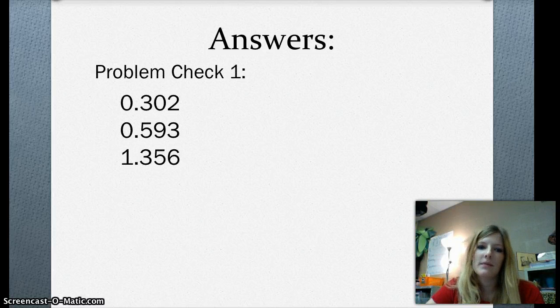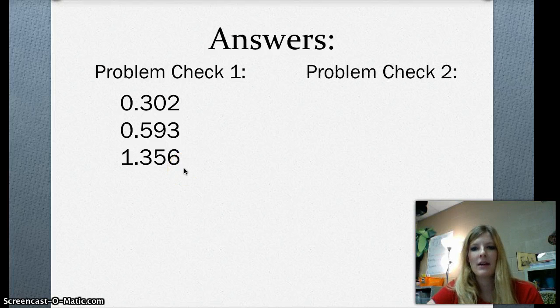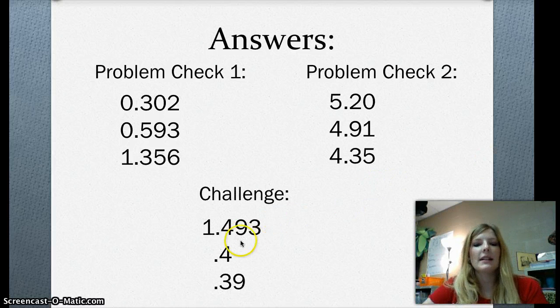Problem check number 1. We should have 302 thousandths, followed by 593 thousandths, and then lastly 1 and 356 thousandths. Problem check number 2. 5 and 20 hundredths, 4 and 91 hundredths, 4 and 35 hundredths. And then the challenge. From greatest to least, we have 1 and 493 thousandths, 4 tenths, and 39 hundredths.